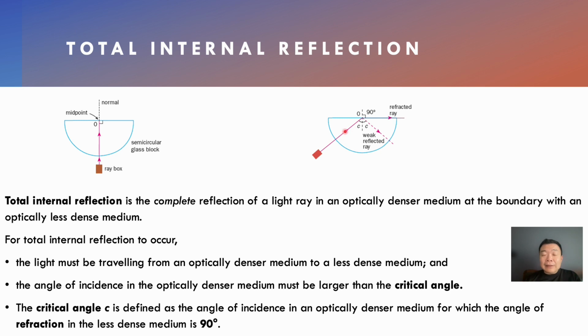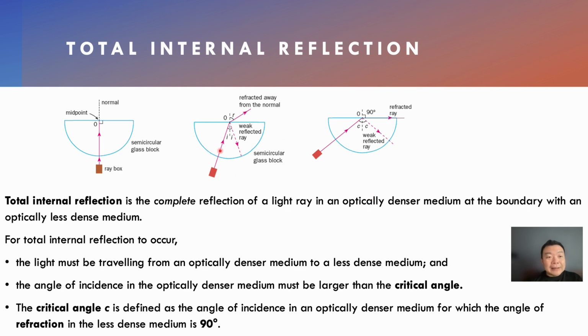If I increase the angle of incidence to be bigger than C, then what is going to happen is this refracted light ray will now be inside the glass, and therefore this is reflection, bouncing off, and we call this total internal reflection. Okay, so this is how I unpack the meaning of critical angle.